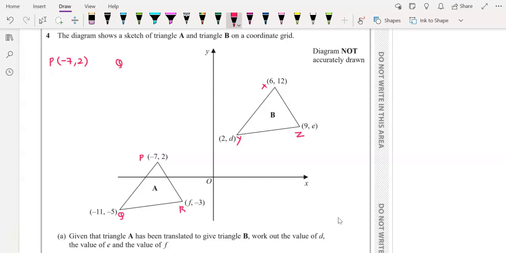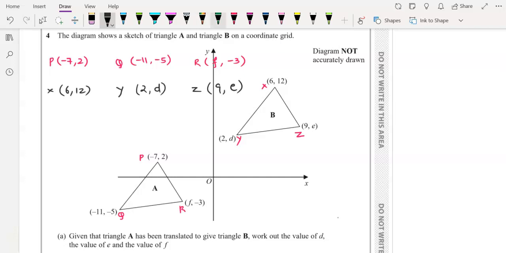Point Q is minus 11, minus 5. And point R is F, comma, minus 3. Now these points were translated. So point P corresponds to X. So X is 6, 12. Y is 2 and D, and Z is 9 and E.